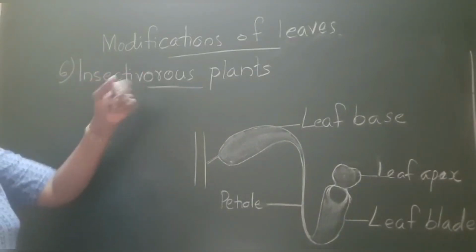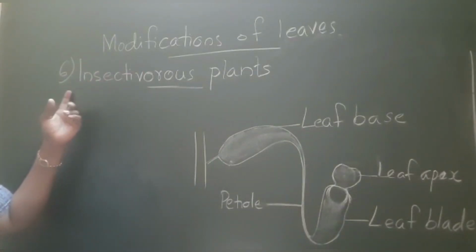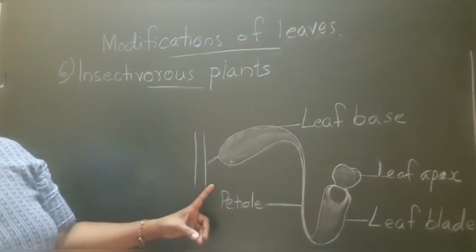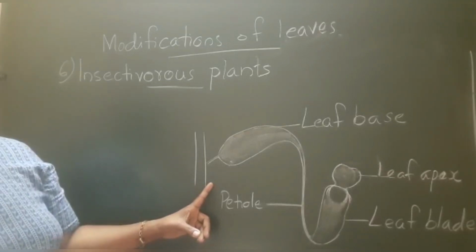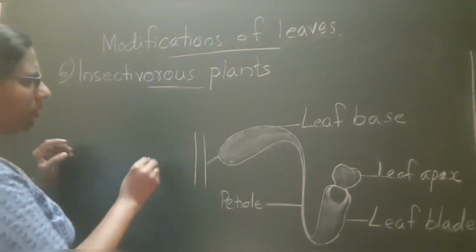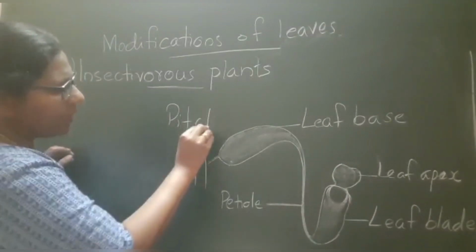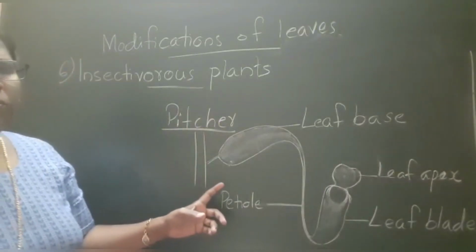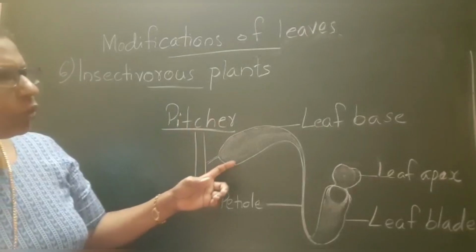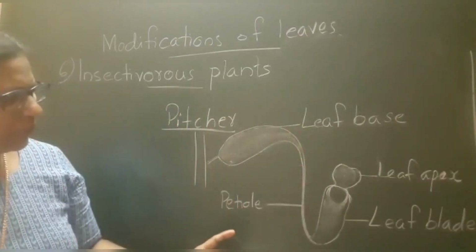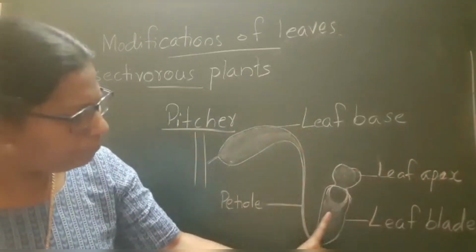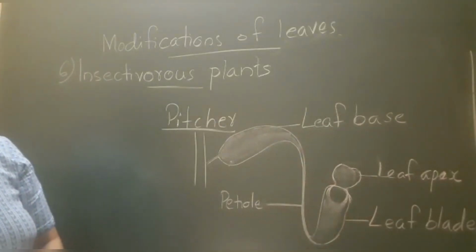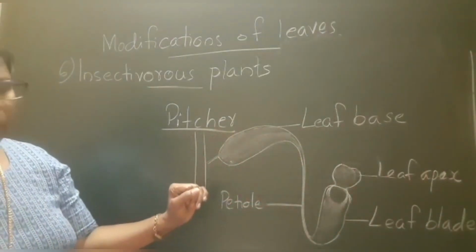Now the sixth modification of leaves is insectivorous plants. This is one of the insectivorous plants. This is called pitcher plant. Pitcher, P-I-T-C-H-E-R, pitcher plant. This is the diagram of pitcher plant. In this you can see leaf base, then petiole, leaf blade, and this is leaf apex.